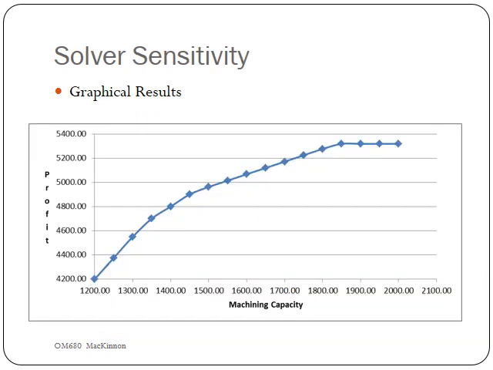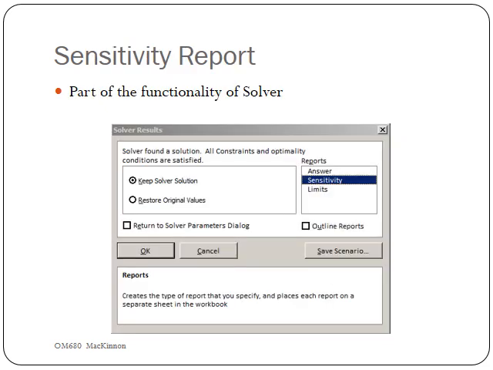So if we look at it in graphical form, we can see that as we increase the machining capacity, essentially we're loosening that binding constraint. Profit will go up rather sharply, and then it will start to taper off, and then eventually, a little over 1800, it will level out, and it will no longer be a scarce resource. So now let's take a look at the sensitivity report.